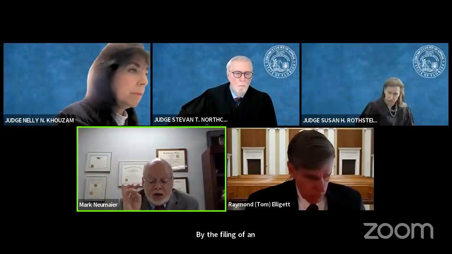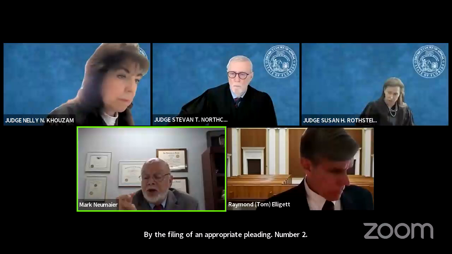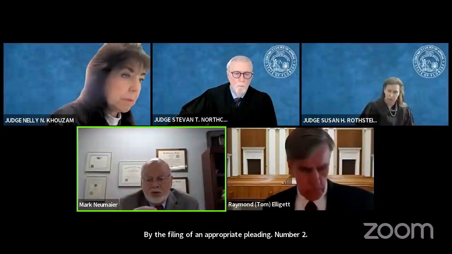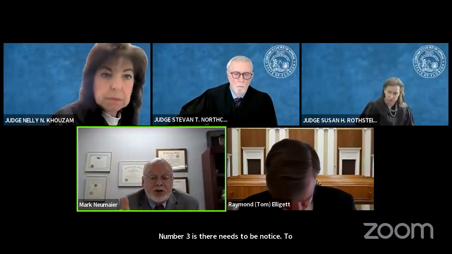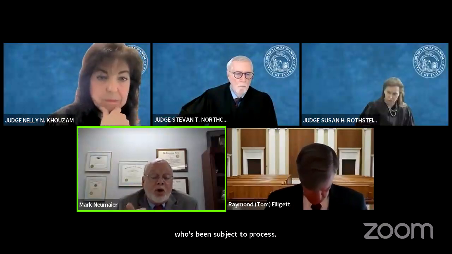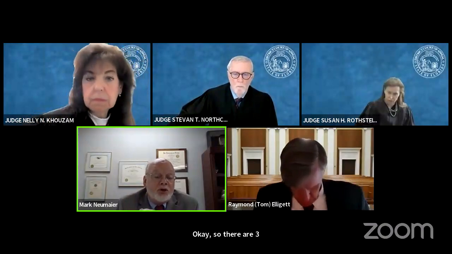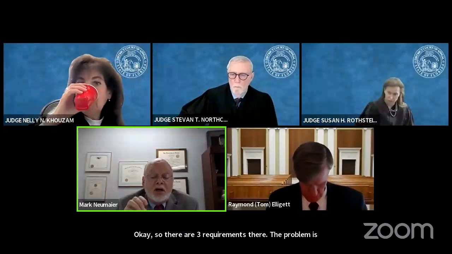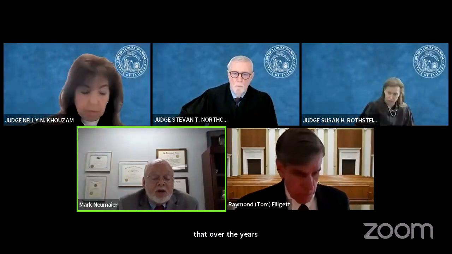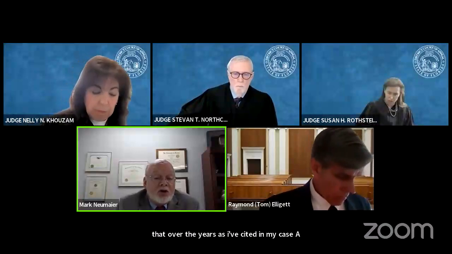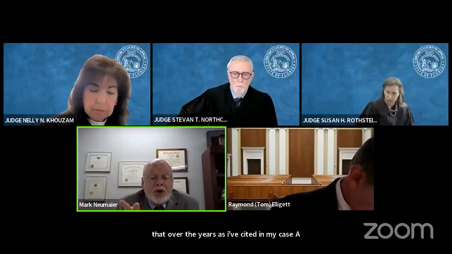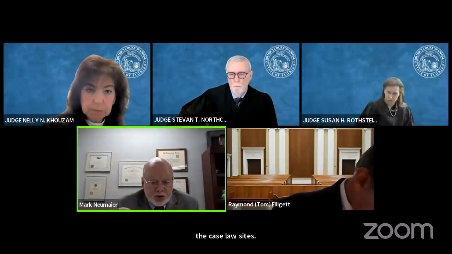Number 2. Number 3 is there needs to be notice to the party who's been subject to process. Okay, so there are 3 requirements there. The problem is that over the years, as I've cited in my case, a lot of the case law cites number 1 and number 3, but doesn't mention number 2.